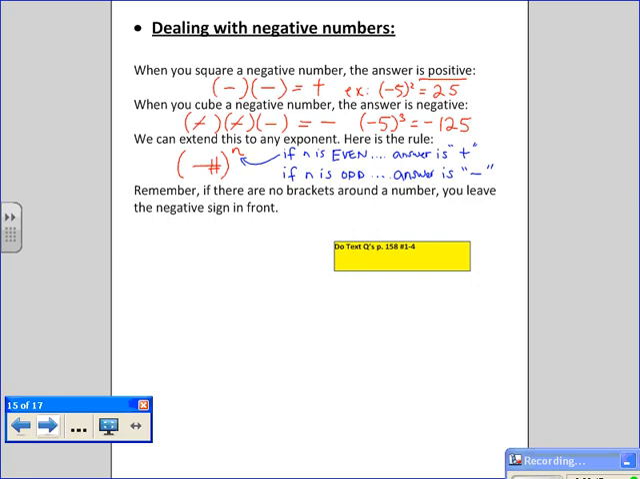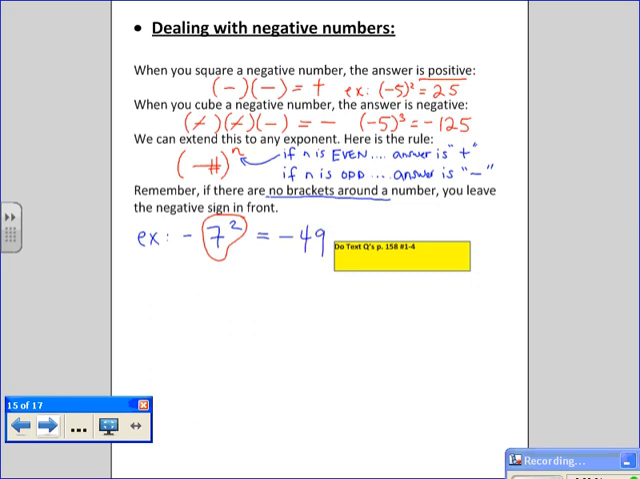Also remember, if there are no brackets around a number, then you don't apply the exponent to that negative number. You leave the negative sign out front. So if it's negative 7 squared, you leave that negative sign out front. You're only squaring the 7. If the question wants me to square negative 7, it has to have brackets around that negative 7. So in this case, it would be equal to negative 49.